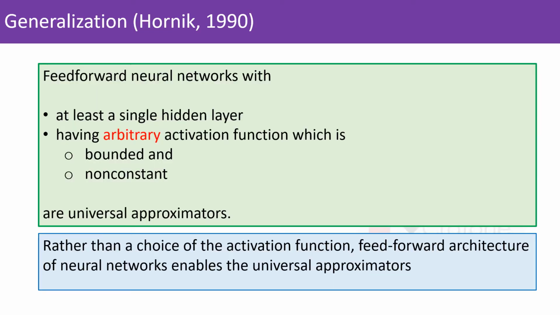Later on, Hornik generalized Cybenko's theorem and showed that any activation function which is bounded, that is not a constant value, can be used to approximate a given function in a neural network. Bounded means the function should not approach infinity in either direction of x-axis. The main contribution of this theorem is proving it is possible to use functions other than sigmoids in the approximation. It is the feed-forward architecture of the neural networks that enable the universal approximation.